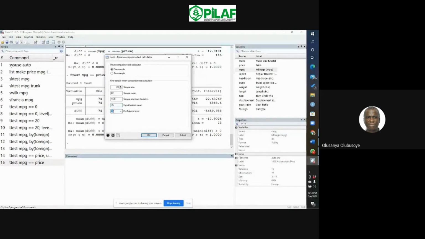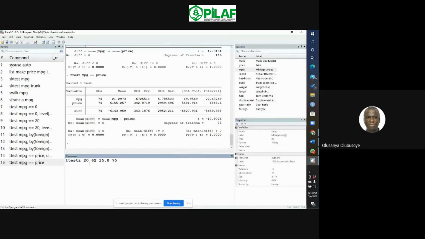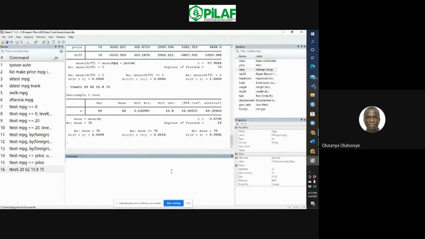So you could do that at any level of significance, that confidence level that you choose. So you can now run this, or you simply copy here and paste. So it gives you the sample size, the mean reported, the standard deviation reported, and of course the hypothesized value that you want to test. So you can now test.